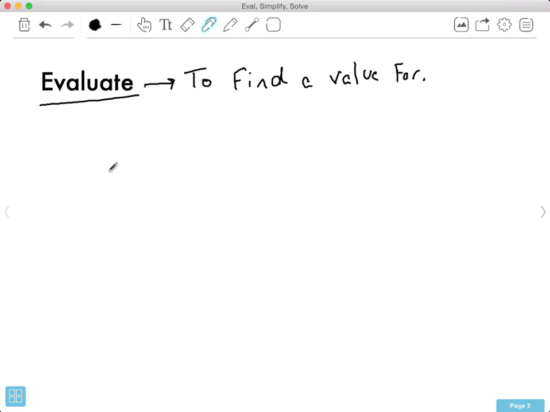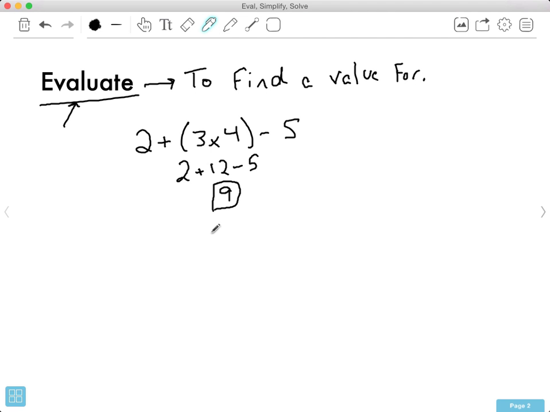An expression is a bunch of math stuff combined together, not in an equation, just without an equal sign. So for example, and we're going to keep it fairly simple here, let's say you see something like this, 2 plus 3 times 4 minus 5, right? If the instruction is evaluate, what that means is take this and work it out until you get to an actual final value. So 4 times 3 is 12. We get 2 plus 12 minus 5. 2 plus 12 is 14 minus 5 is 9. So we have evaluated this expression.